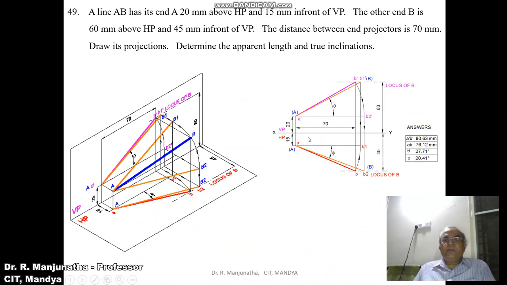Now we need to find out the true length in the vertical plane. So to find out the true length in the vertical plane, we have to make the line parallel to VP. The line which is inclined to VP is the line small AB. With A as center, by using the compass, take a radius of AB and then draw a smooth arc such that it is going to touch the locus of A in the top view.